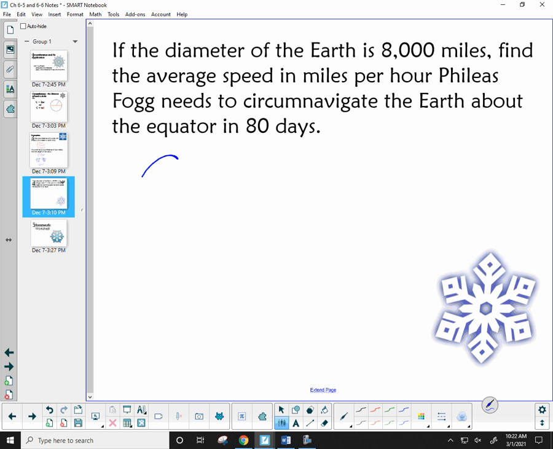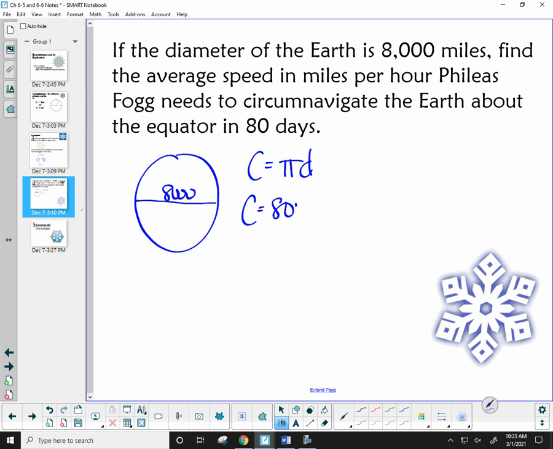So the first thing I need to figure out, if we know the diameter of the Earth is 8,000, I need to find the distance around, which is my circumference. Okay, so this I know I'm going to use diameter, pi d, because it's giving me my diameter. So the circumference of the Earth, in this case, is 8,000 pi miles. Notice that we want our final answer in miles per hour, right? Means miles needs to be in my numerator. So the miles we now know is 8,000 pi.